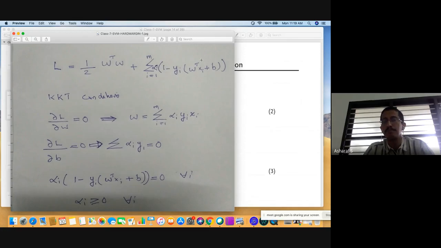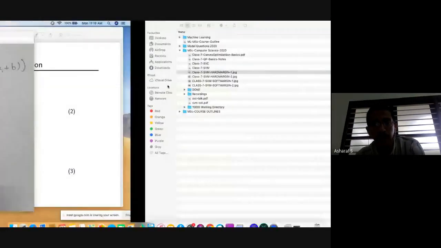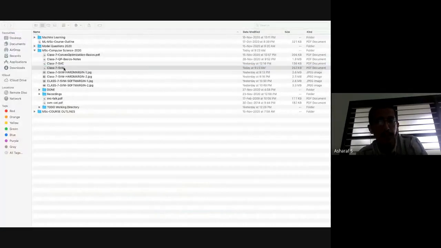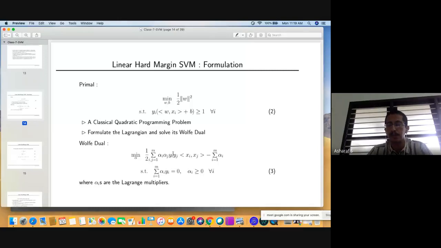So you get a term like maximize summation i equals 1 to m alpha i minus summation alpha i alpha j yi yj xi xj, and that's what you'll get. And that will be the maximization problem. You can write that as a minimization problem like this. A maximization problem, maximize x is equal to minimize minus x. So you can see that your L will become like this.